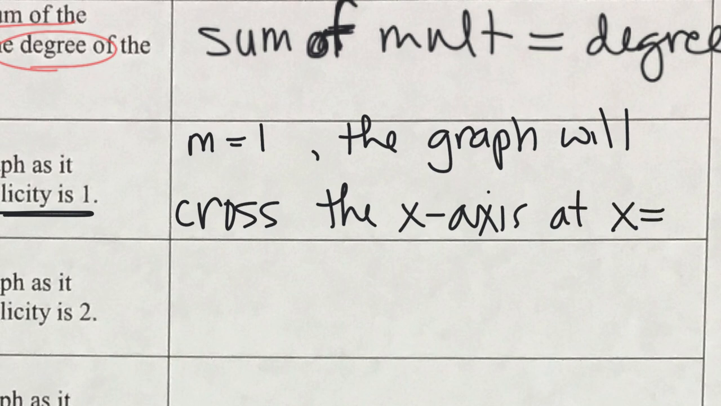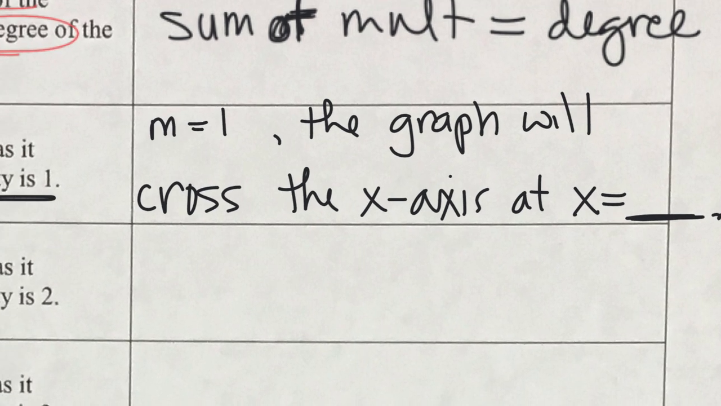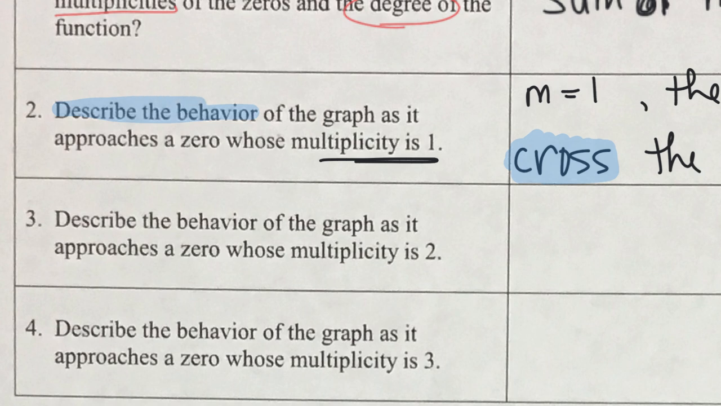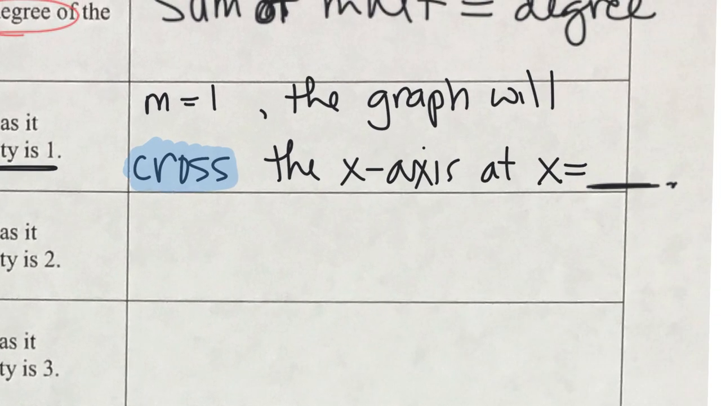At x equals whatever, at whatever that x solution is, it will cross. So the word we're going to use to describe the behavior of the graph is cross. The graph will cross. That's the behavior. When you're describing the behavior, the word is cross. The graph will cross the x-axis at that point.